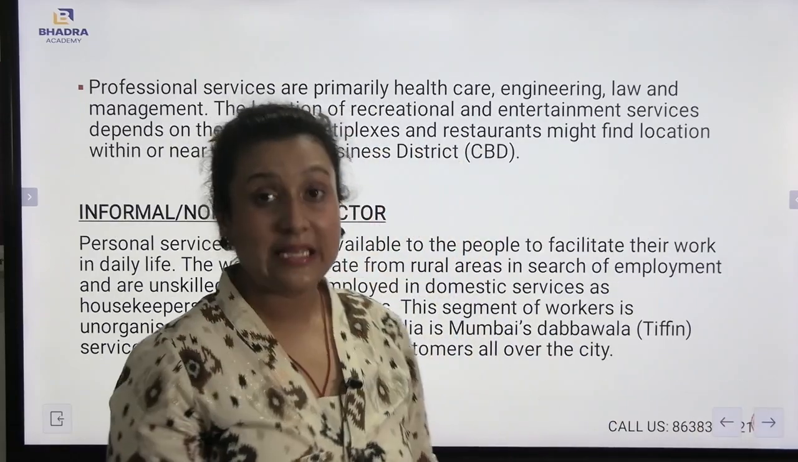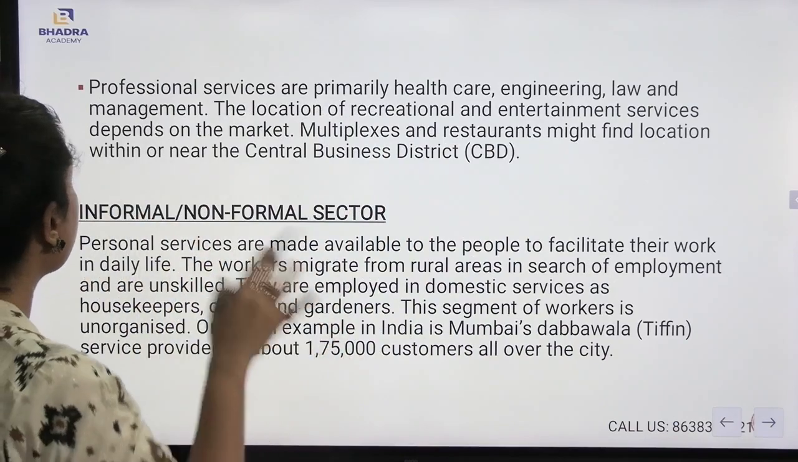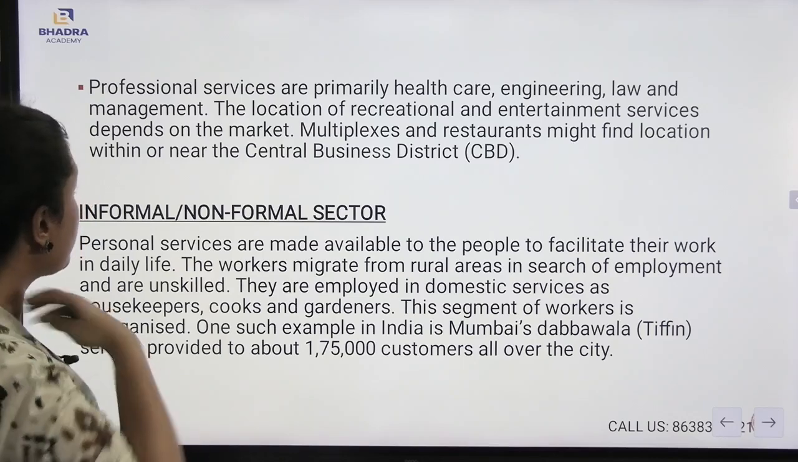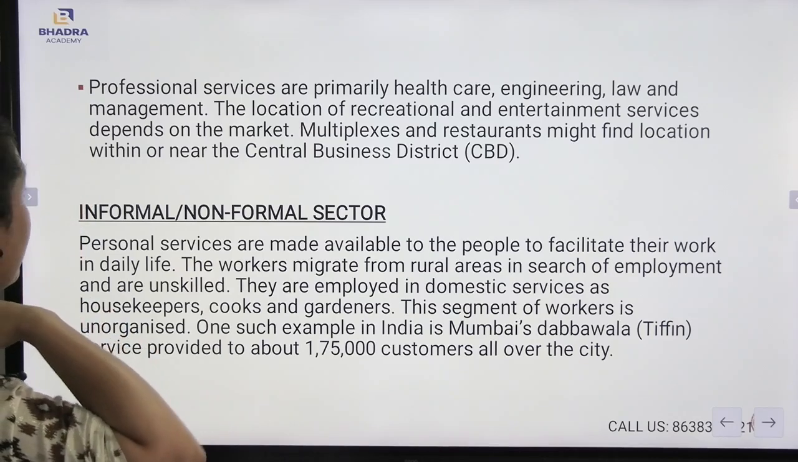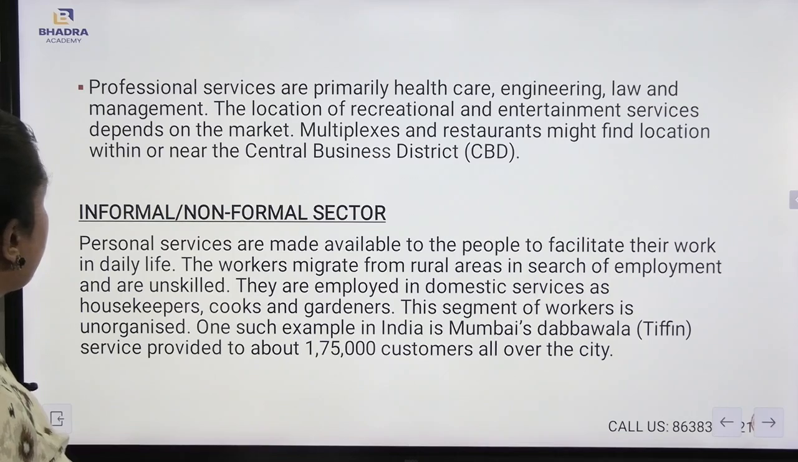I hope you are clear regarding the service here. Professional services. Now we will be understanding about professional services. Professional services are primarily healthcare, engineering, law and management. The location of the recreational and entertainment services depends on the market. Multiplexes and restaurants might find location within or near the central business district.